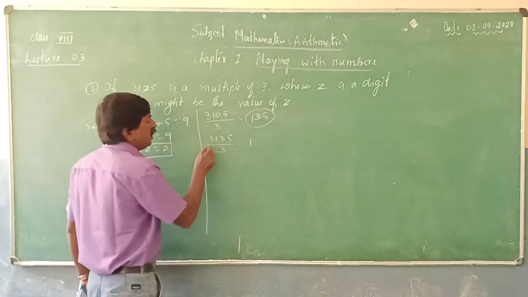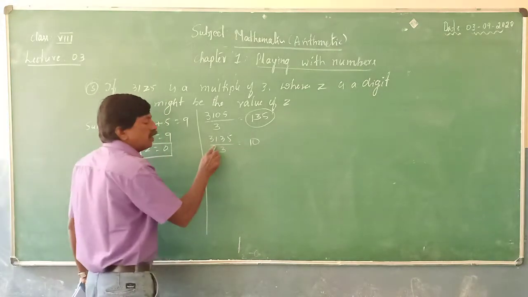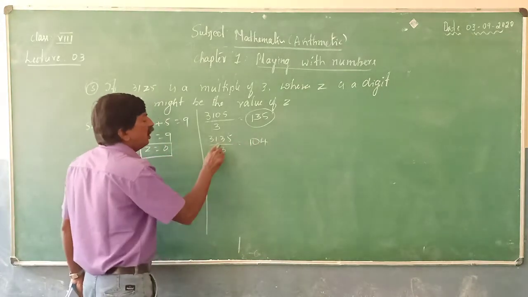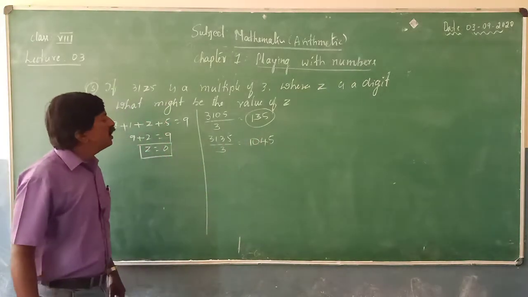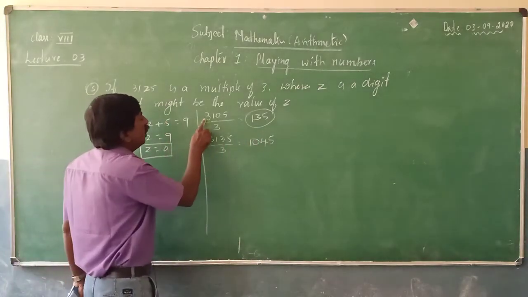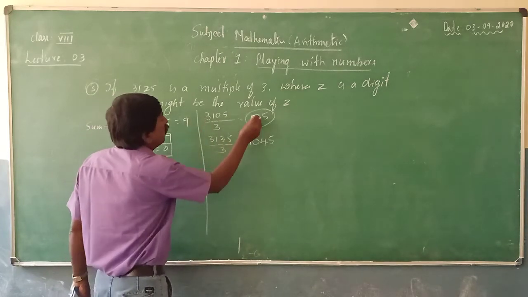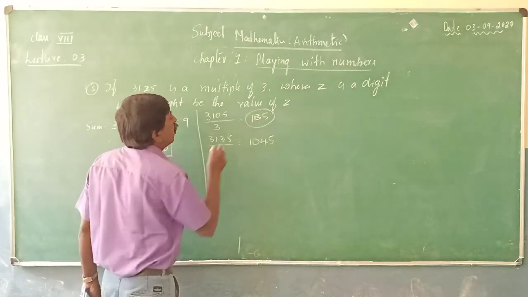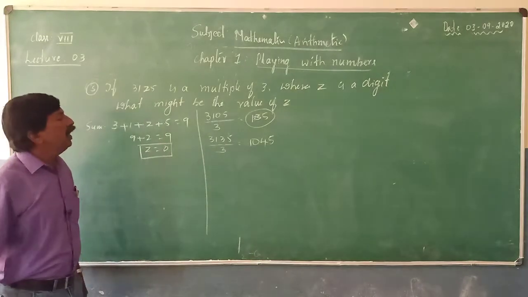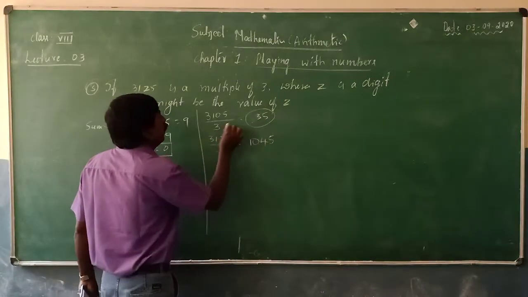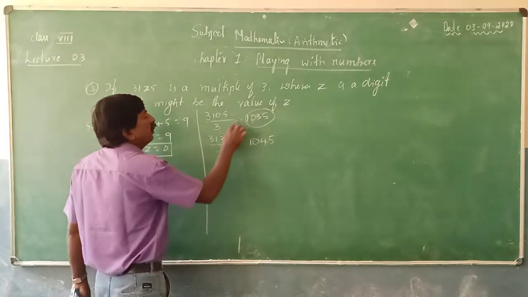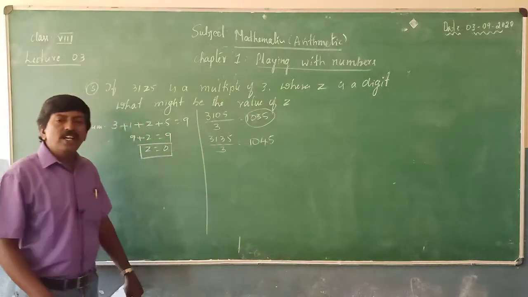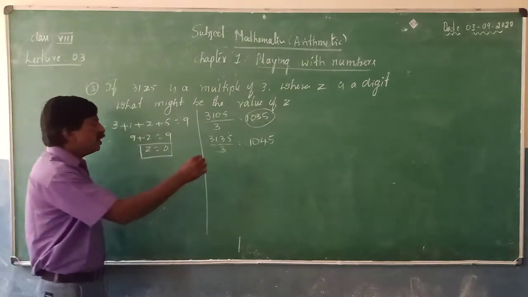On that, 3135 divided by 3. Yes, 3 1s are 3, 1 is not divisible. 3 4s are 12. 3 5s are 15. Remember once again, 3 1s are 3, 1 is not divisible, right? 0, 3 3s are 9, 3 5s are 15, 1035. Now let us say 6.